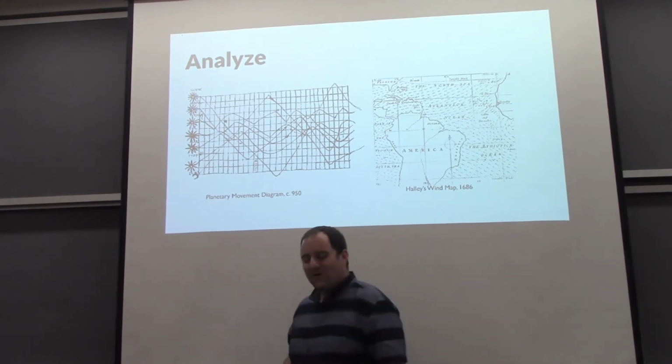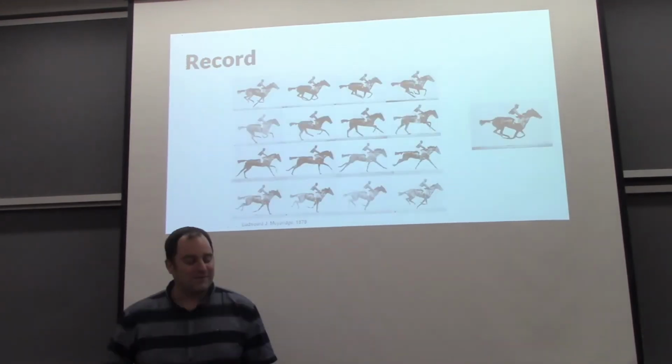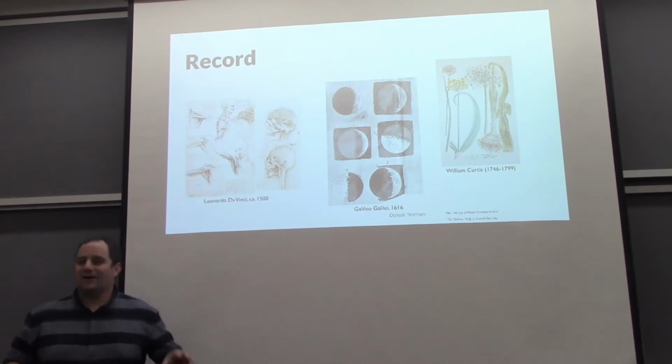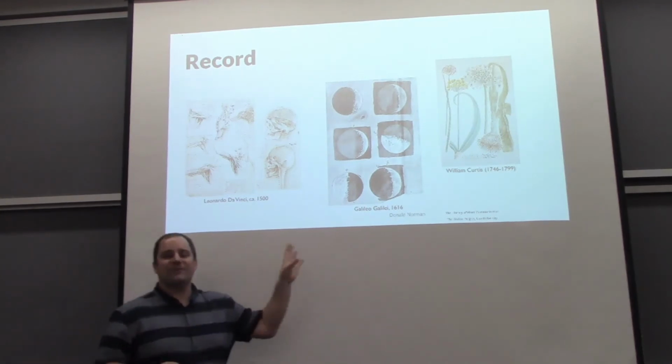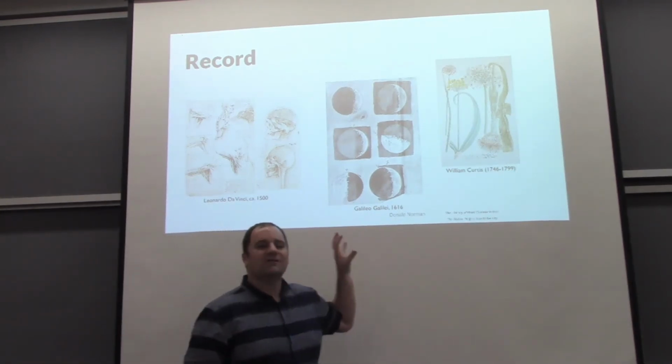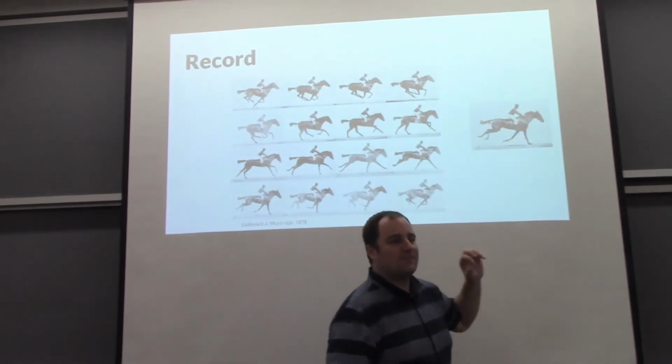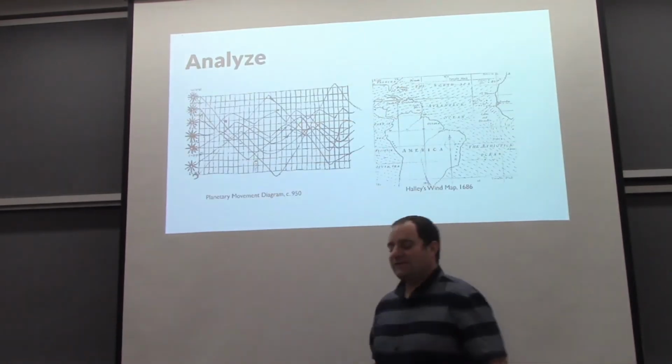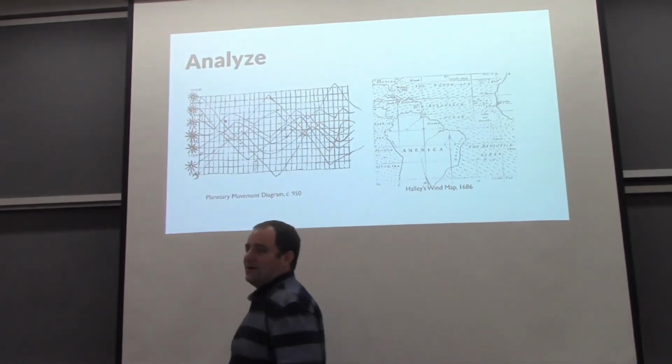Here, all of these examples are what I would call non-abstract data, spatial data. They show something specific, something that we can see in the real world. These are examples of abstract representations.